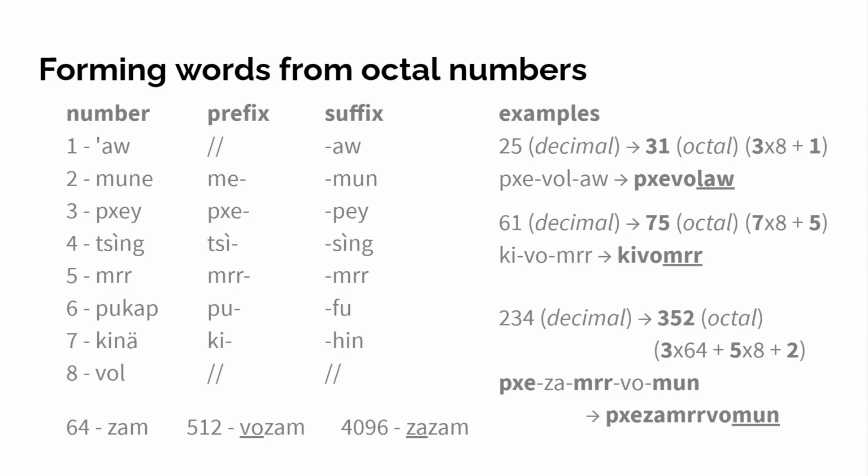And then 2, moon. So we use the e prefix with sa, because we have 3 times 64. Then we use the mr prefix with the vo, because we have 5 times 8. And then we use the moon suffix because we end with a 2. So we get esa mrvo moon.